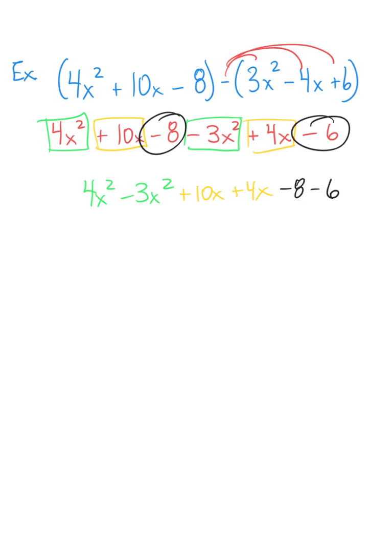So then now I'm going to put this into a final answer form. Well, 4x squared minus 3x squared is x squared, plus 10x plus 4x is plus 14x, and minus 8 minus 6 is a minus 14. And that's my final answer. There is no other like terms to combine, but that's what's happening when you are completing the sum. You are combining like terms.